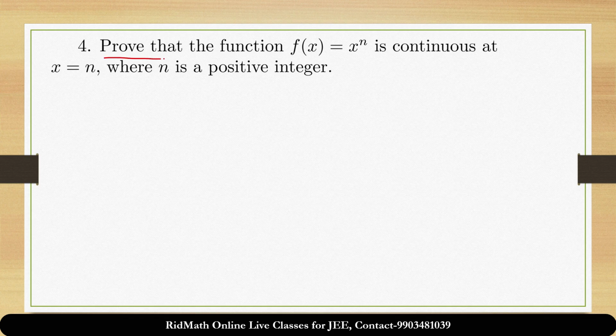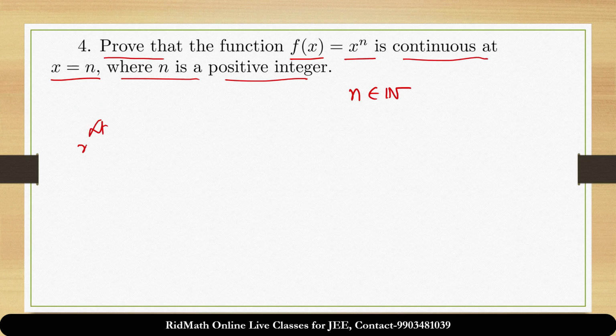Problem number 4. Prove that the function f(x) equal to x to the power n is continuous at x equal to n, where n is a positive integer. That means n belongs to the natural numbers. n is a positive integer means n belongs to the natural numbers. n is a natural number.